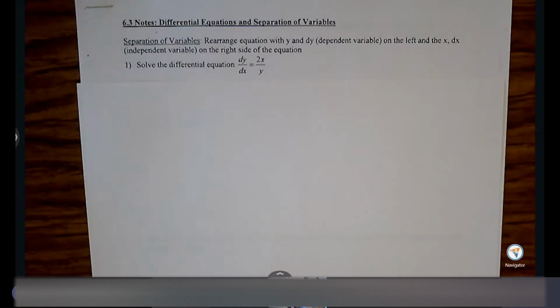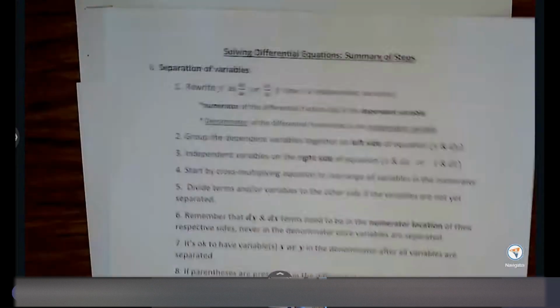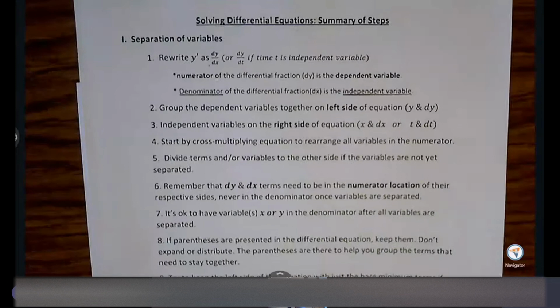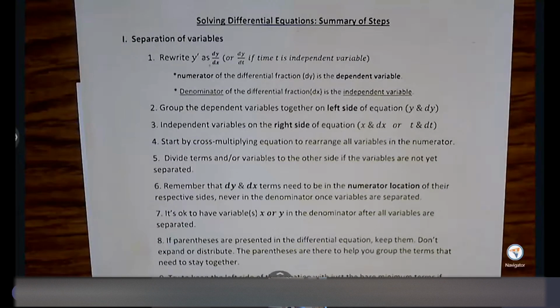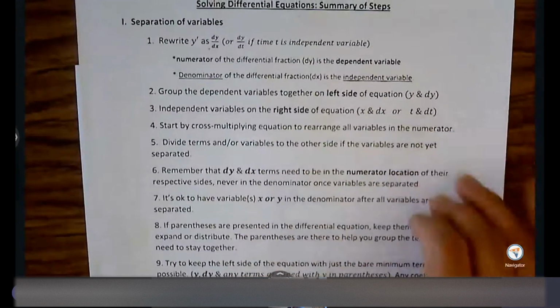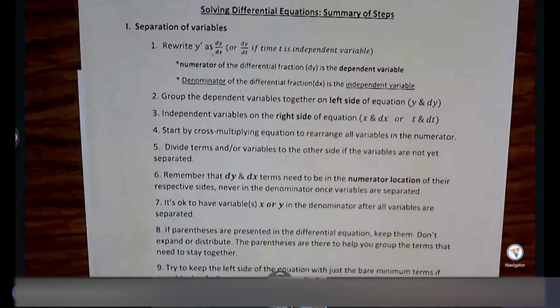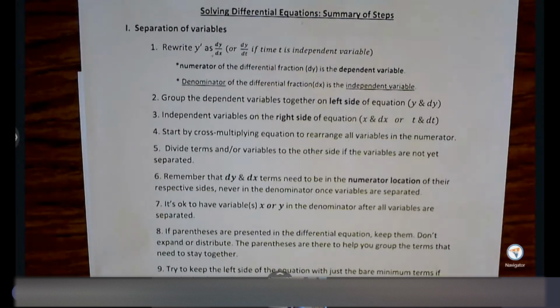I have this notes page as a file under today's link. But I also just last night created a summary sheet, a summary of steps, and I tried to put all the steps as well as all the suggestions in terms of how to process the steps. So it's quite a lot here, and not every problem is going to require us to look at everything, but as we do enough of them, I think these are good steps, good reminders.